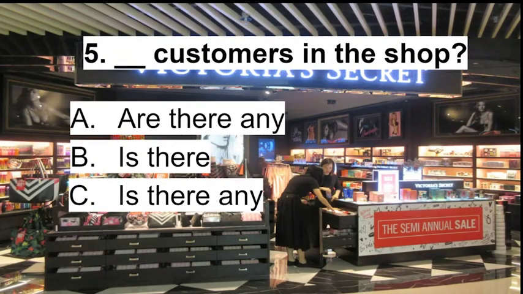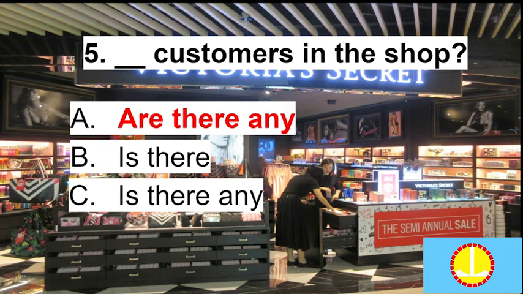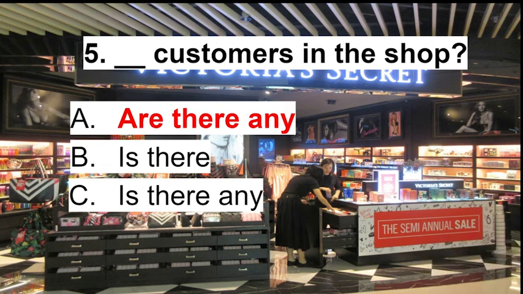5. Last question. Blank customers in the shop. A. Are there any? B. Is there? C. Is there any? The correct answer would be, are there any customers in the shop? If you got all 5 correct answers, you got all the learnings that we had today, which is the use of there is and there are. Good job.